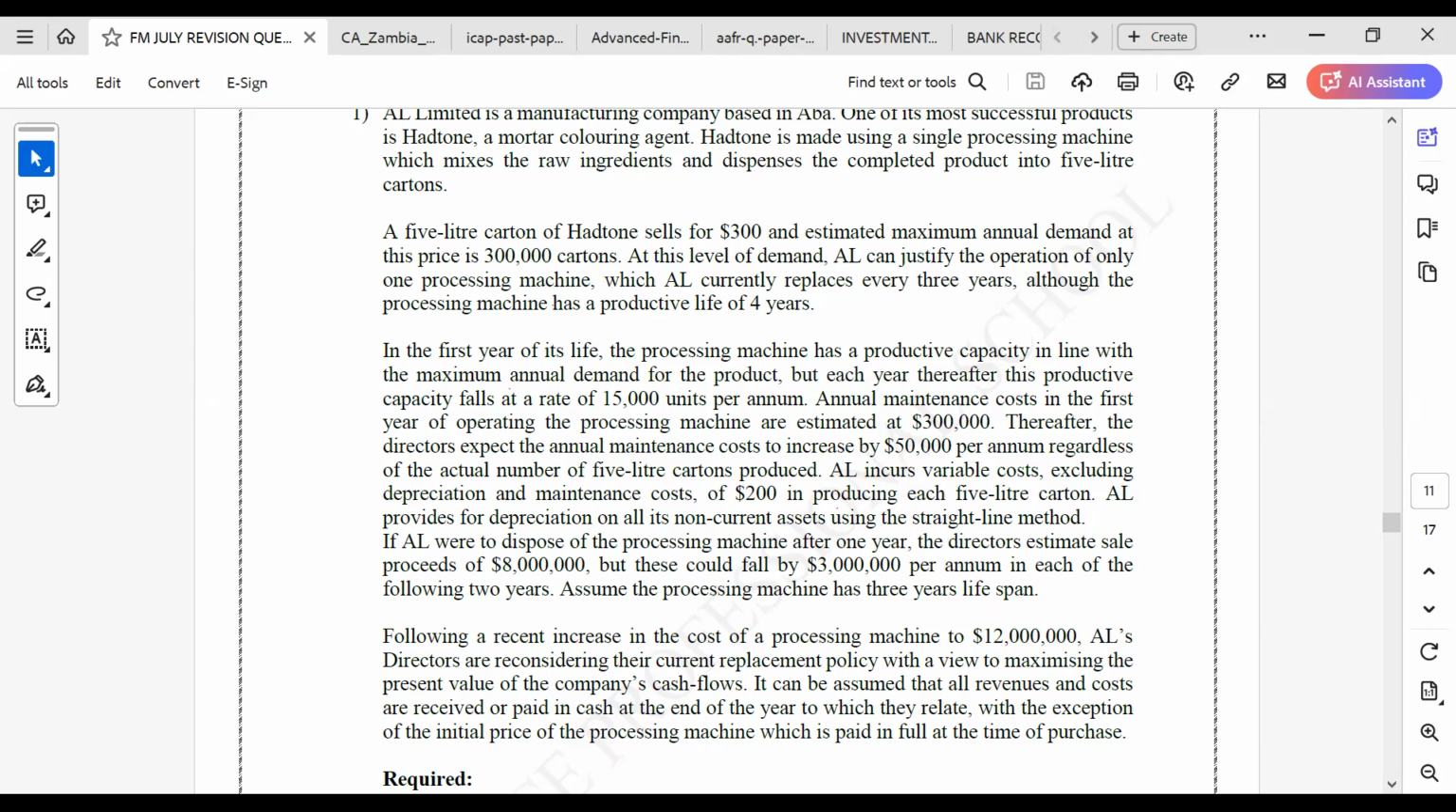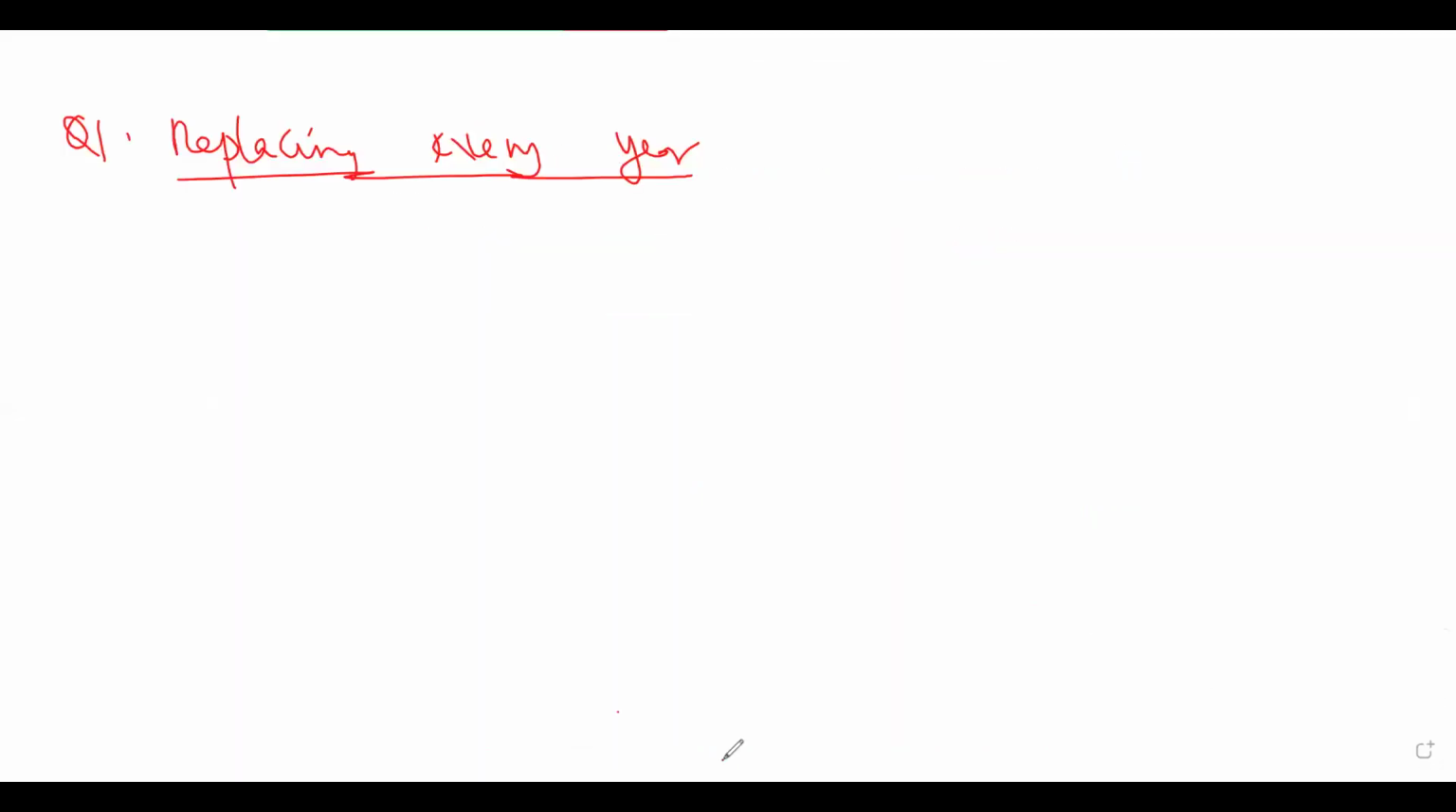So since there's no information, then the 12 million will be okay for that. So let's use this, our years over year. We have the cash flow, we have the discount factor, then we have the present value. So we are replacing every 1 year. Okay, so replacing every 1 year.